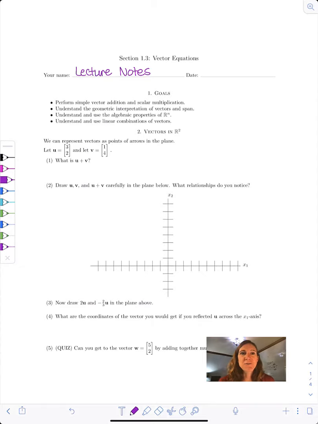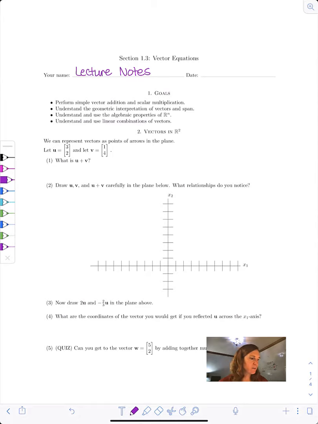Welcome to Section 1.3. This section's on vector equations. We'll look at adding and multiplying by a scalar. We'll understand the geometric interpretation of vectors in span. And we'll look at algebraic properties of Rn and try to understand linear combinations of vectors.